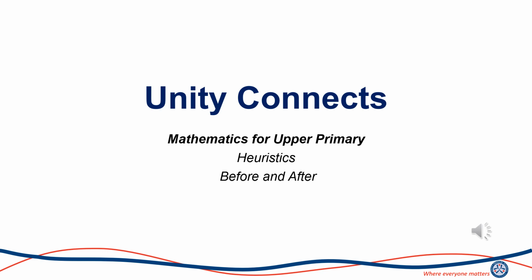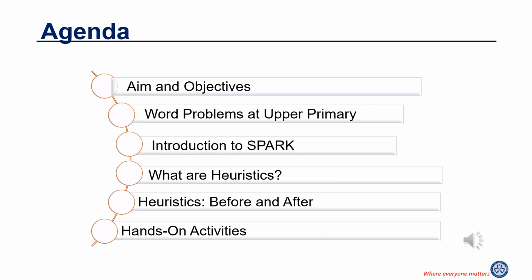We will look at the heuristics before and after. The agenda includes the aim and objectives of this sharing and the types of word problems that Primary 5 and 6 students are likely to tackle. Next, we will share with you a problem-solving strategy, Spark. We will then move on to cover some examples of before and after problem sums that cut across a few topics. Lastly, you will have a chance to try out a few questions on your own.